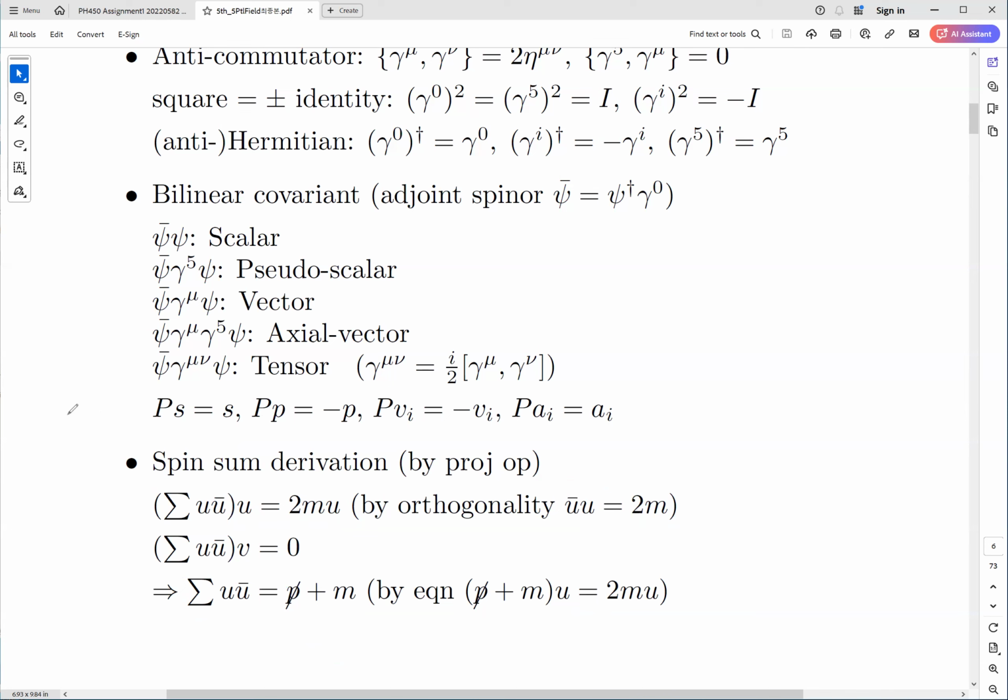So this is the detailed discussion on the gamma matrices and spinors, and in the next video, we will talk about the solutions of the Dirac equation for the separate cases.